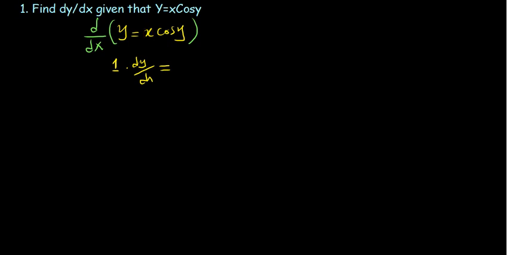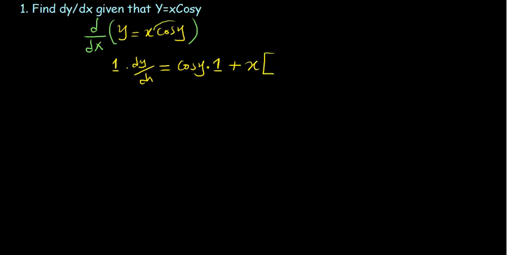But we have got a product. So what we are going to do is maintain first the cos y and then differentiate x. If we differentiate x, we are going to get a 1. And then plus, we are going to maintain the x and then differentiate the cos y.